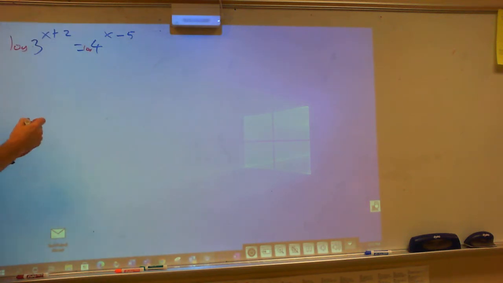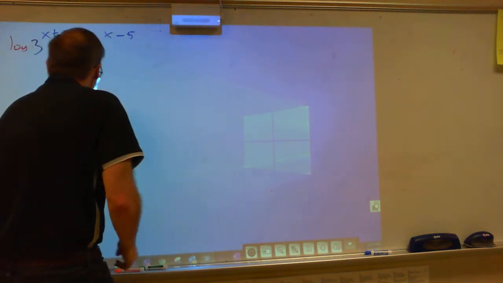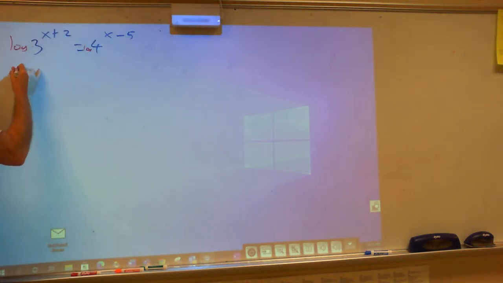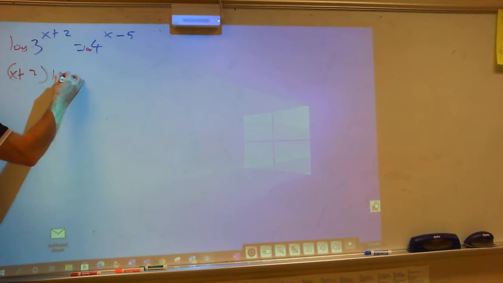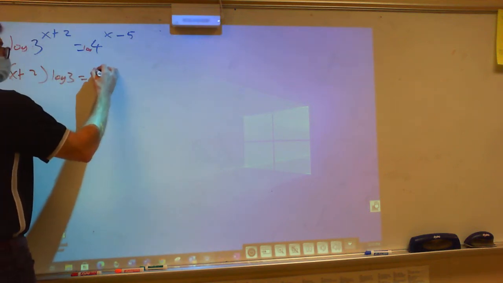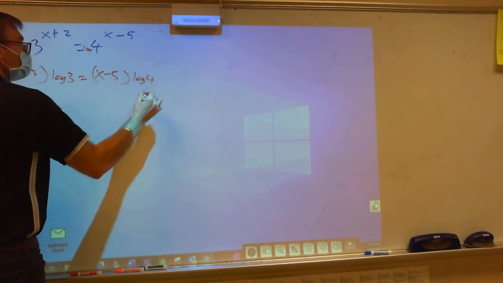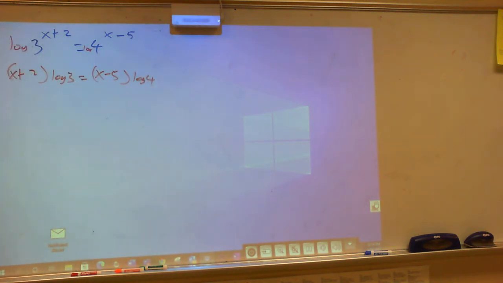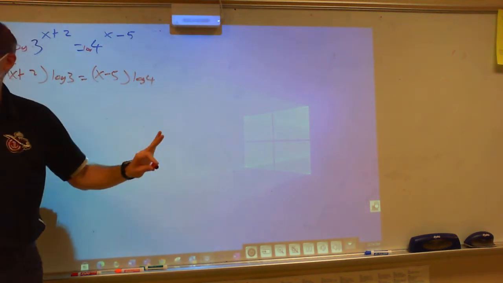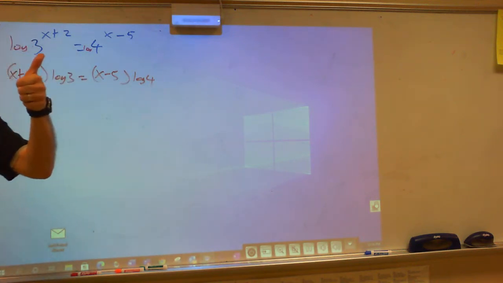Put the exponents down front, right? And so that's going to give us x plus 2 times log of 3 is equal to x minus 5 times log of 4. Does that part make sense? Have I lost anybody? All right, we're all good?